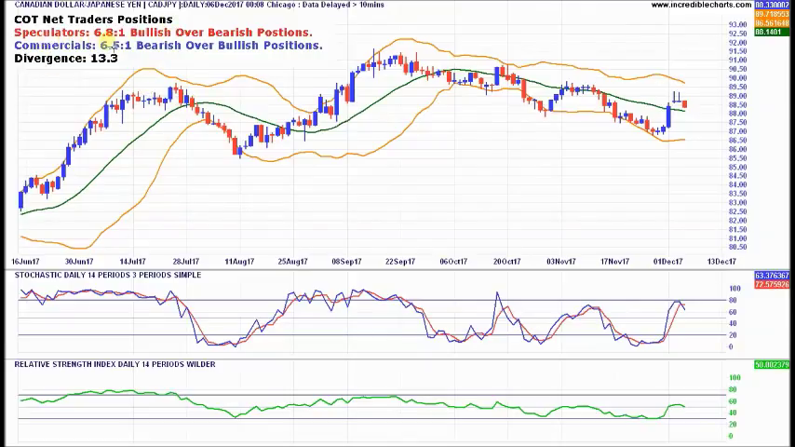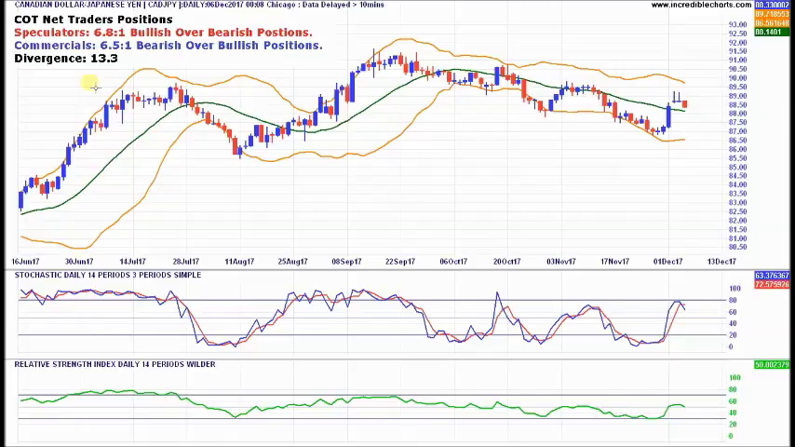Speculators are 6.8-to-1 bullish over bearish positions. Commercials oppose them 6.5-to-1 bearish over bullish positions. So commercials are heavily bearish, specs heavily bullish, divergence 13.3. Regular viewers will know we like divergences above 10.